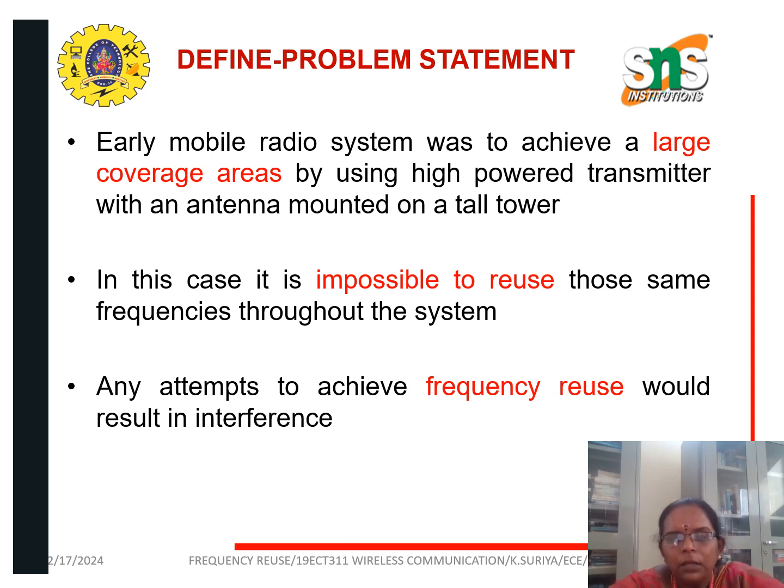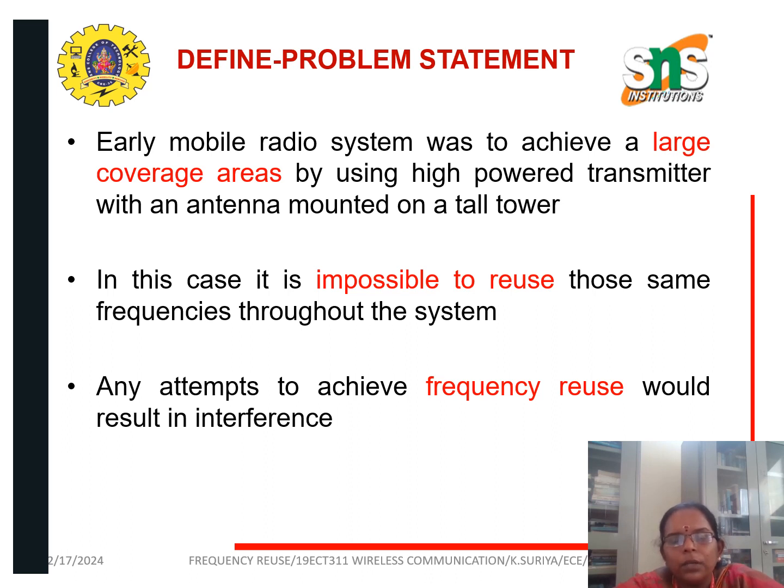So let us define the problem statement. So early mobile radio systems used large high power transmitters to cover large areas. So frequency reuse was not possible here, which will cause more interference. It is impossible to reuse the frequencies because of large area coverage and high power transmitters.